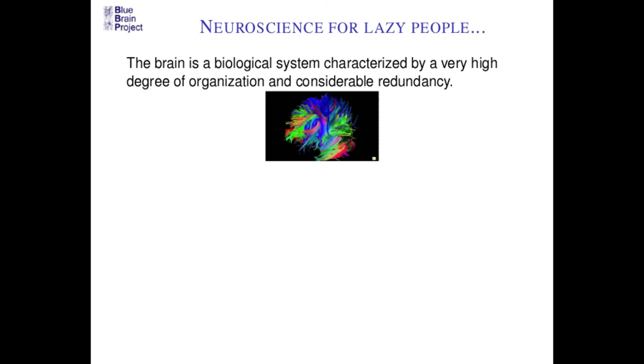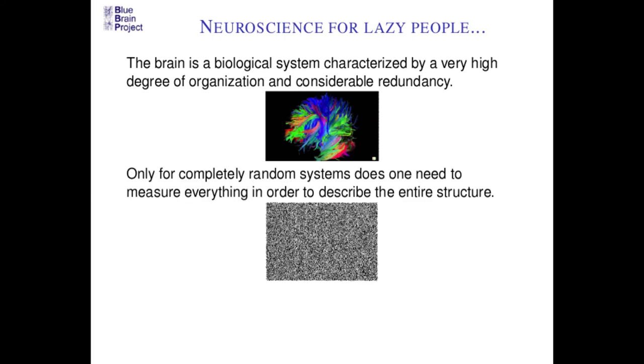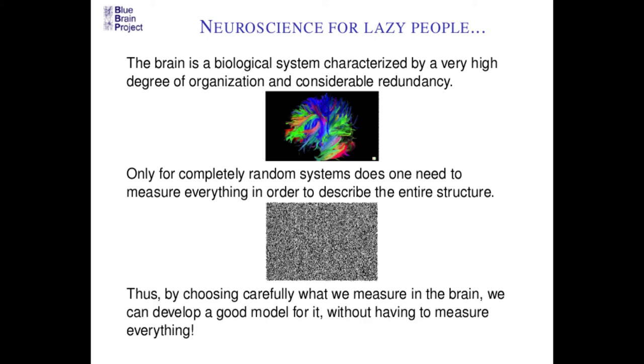When you're born, you're ready to learn. If your brain were just completely random, you wouldn't be ready, as soon as you're born, to start learning as you do. It's only when you have a system that is completely random that you need to measure absolutely everything about the system in order to understand it. And so the point of what they're doing in the Blue Brain Project is to take advantage of the fact that the brain is so highly organized, to measure just what's absolutely necessary in order to model the brain and its function. So you have to be clever, you have to choose carefully what it is you're going to measure, and you have to measure it well, but you really don't have to know absolutely everything in order to create a reasonable model of the brain.